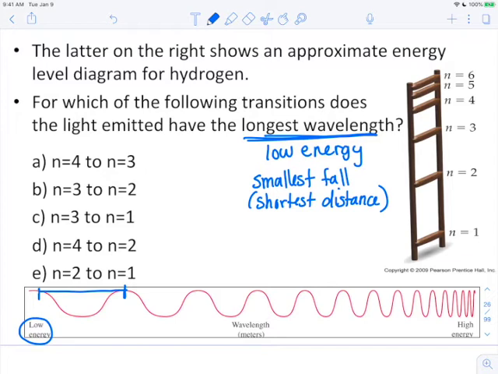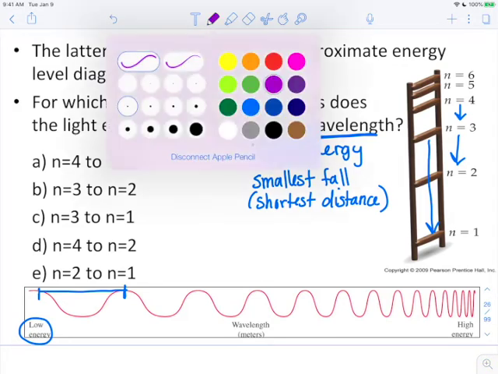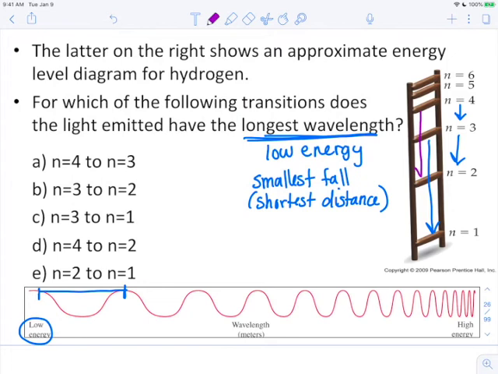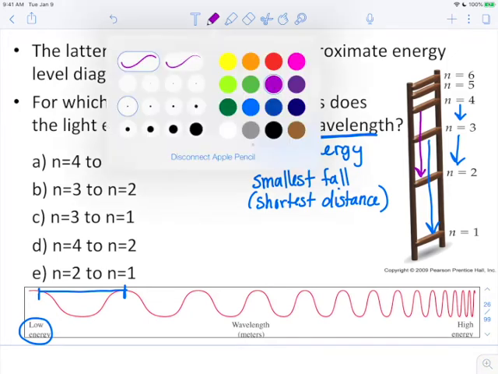All right, so let's start off with 4 to 3. So 4 to 3 would be right over here. That's A. And then B says 3 to 2. That would be this one right over here. And then C says from 3 all the way down to 1. And then D says from 4 to 2. Let me switch colors here. And then E says from 2 to 1.